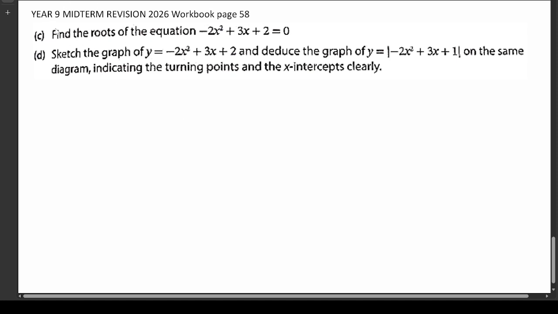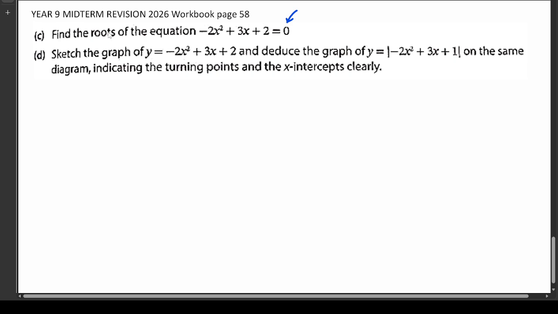Okay, this is the continuation with parts C and D. Now, part C is asking you to find the roots of the same equation. If you notice, they have put a 0 here, right? That means the entire equation equals 0, okay? And they ask you to find the roots.